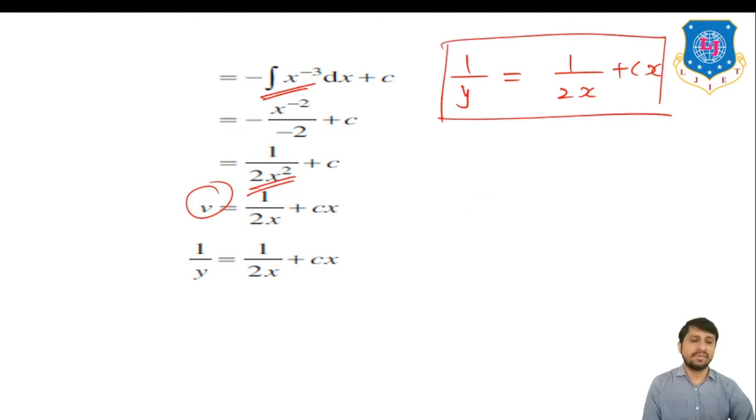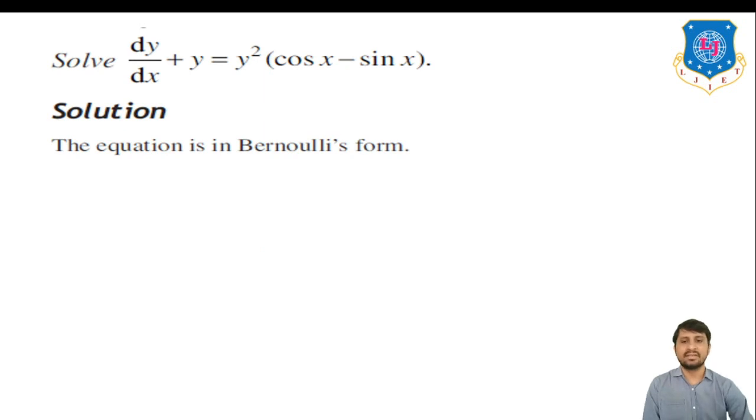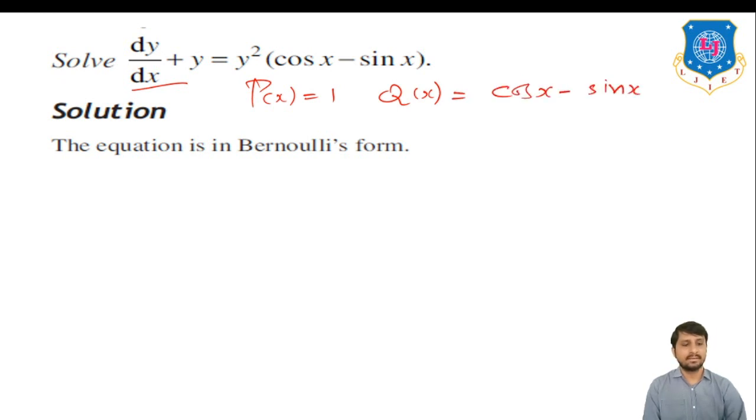This is type 1. Now similarly, one more example you can easily solve. Okay, the equation is Bernoulli type. Here you can see that what is your P(x)? P(x) is 1. What is your Q(x)? Q(x) is cos x - sin x, right?